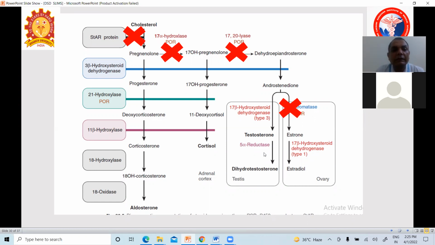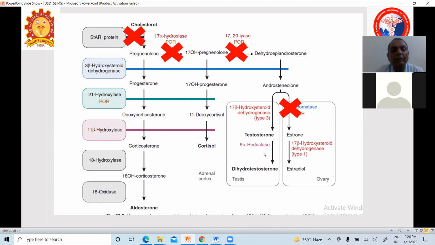But in 3 beta HSD deficiency, 17 OHP won't be raised. Aldosterone, the mineralocorticoid, and glucocorticoids, aldosterone and cortisol both will be absent. But sex estrogens can be produced by peripheral conversion, so it may be normal or slightly less. 21 alpha hydroxylase deficiency, what will happen? 17 OHP will be raised, but there will be deficiency of aldosterone and cortisol.